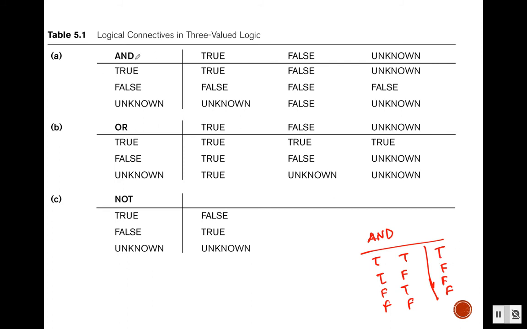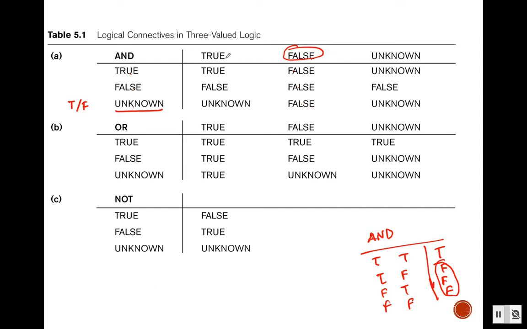Now for the AND operation with true, false and unknown, how is it going to look? If any of the conditions is false, this is going to be false. So false with true is false, false with false is false, and false with unknown is false. Unknown means it can be either true or false, we just do not know the value. So any AND operation with false is going to be false.